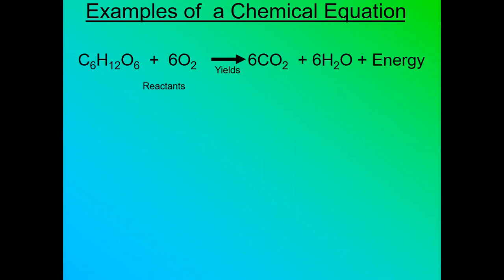And then on the right-hand side, we have the products. 6 carbon dioxide, 6 water, and energy. And for this particular equation, this ends up being the useful product, this energy, because this is what your body is using to do other life processes.